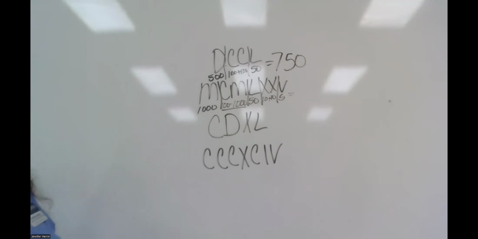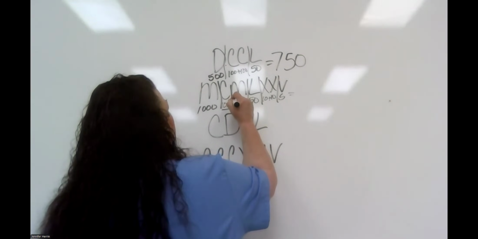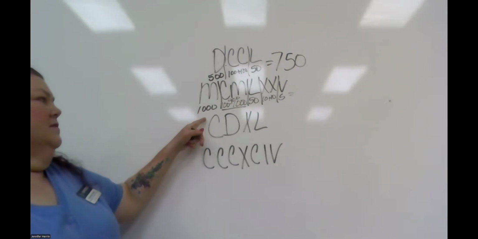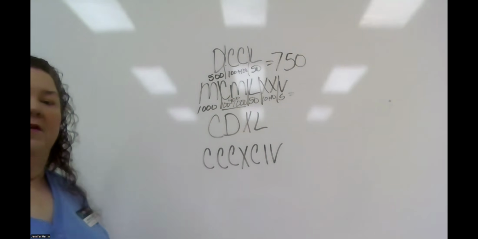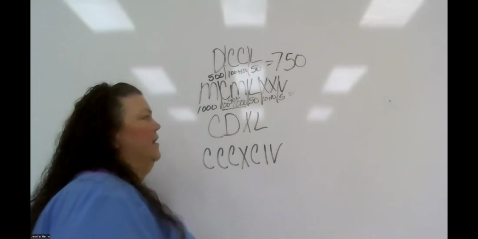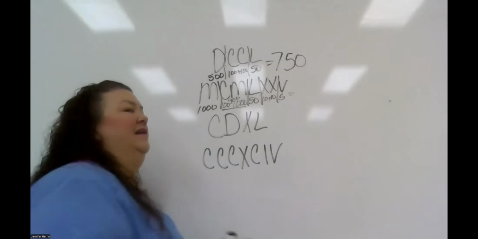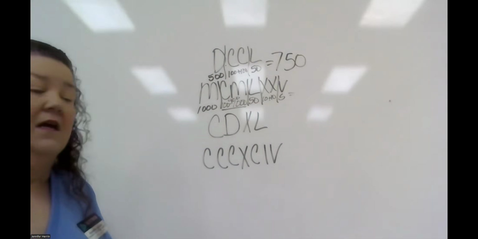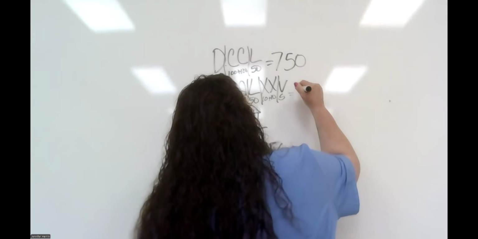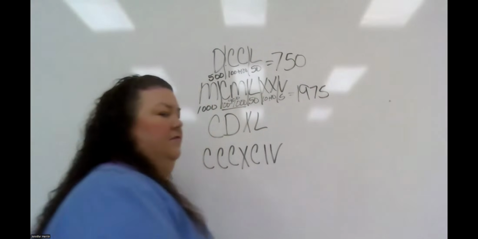So 100 from 1,000 leaves us with 900, right? So I'm just going to write that in there. So now I've got 1,000 plus 900, 1,900, plus 50. So now I got 1,950, plus 10 plus 10. So 1,950, 1,960, 1,970, and a 5. So this would be 1975.